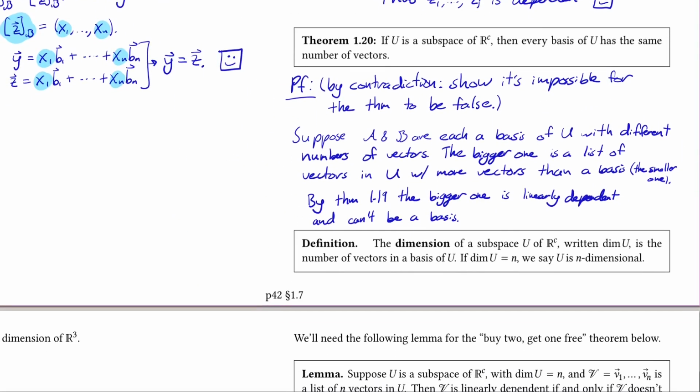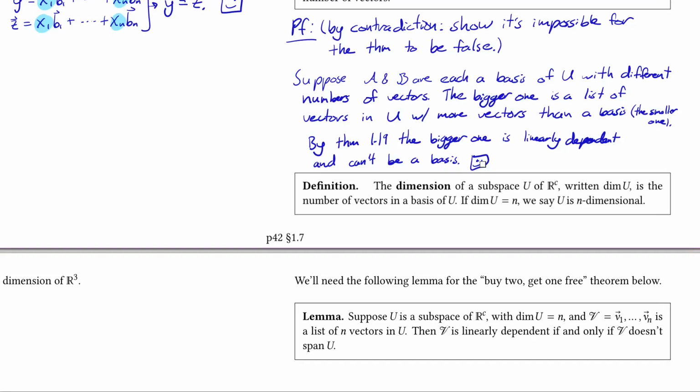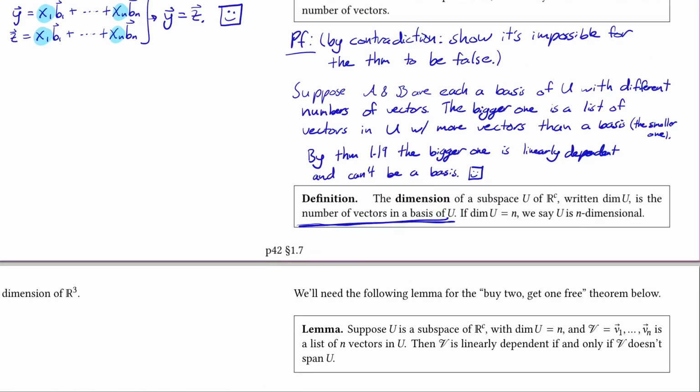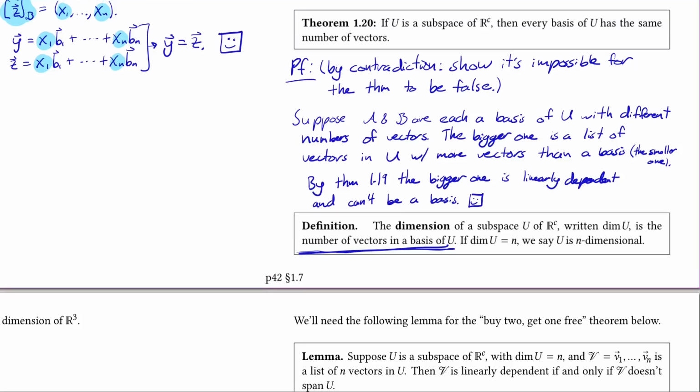All right. So that means this definition makes sense. We can say the dimension of a subspace is the number of vectors in a basis of U. And we know that even if you have different bases of U, all of them must have the same number of vectors according to theorem 1.20. So this is well defined. So we say the dim U equals n. And if that's true, we say U is n dimensional.